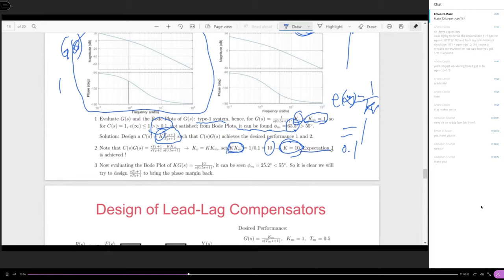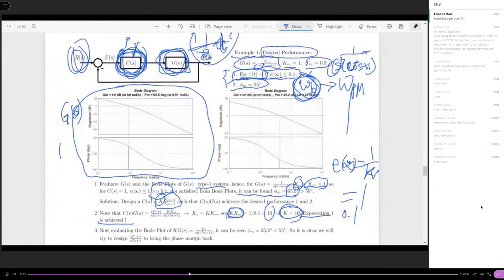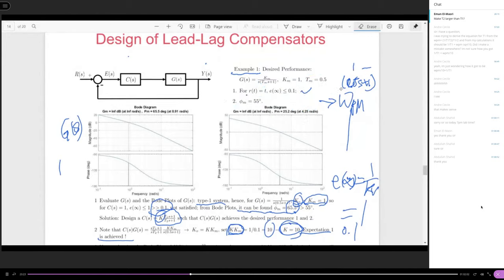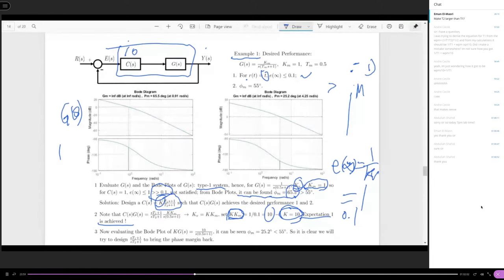But don't be happy. You just look at this. So now you say, okay, now I know what I need to do with this controller. What I'm going to do is implement a 10 here. If you implement a 10 here, then your tracking problem is solved. This new open loop transfer function will give you a velocity error constant of 10, so that your tracking error with respect to a unit ramp signal is going to be equal to 0.1. Perfect.